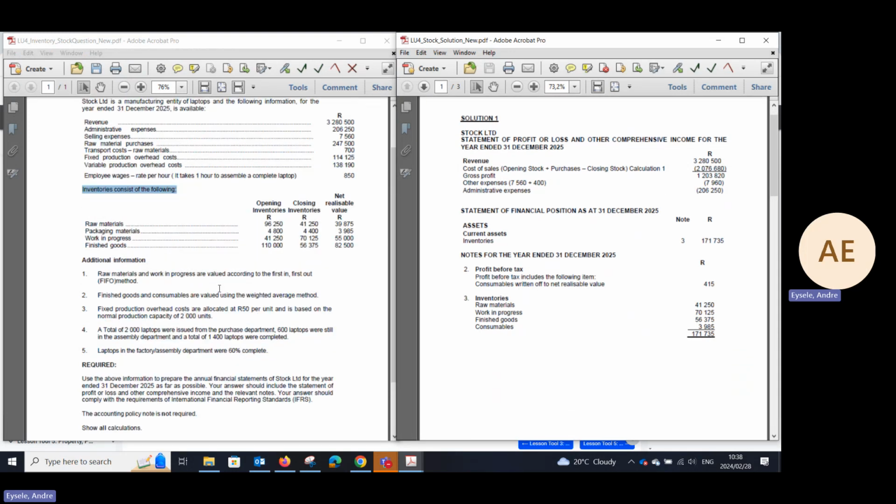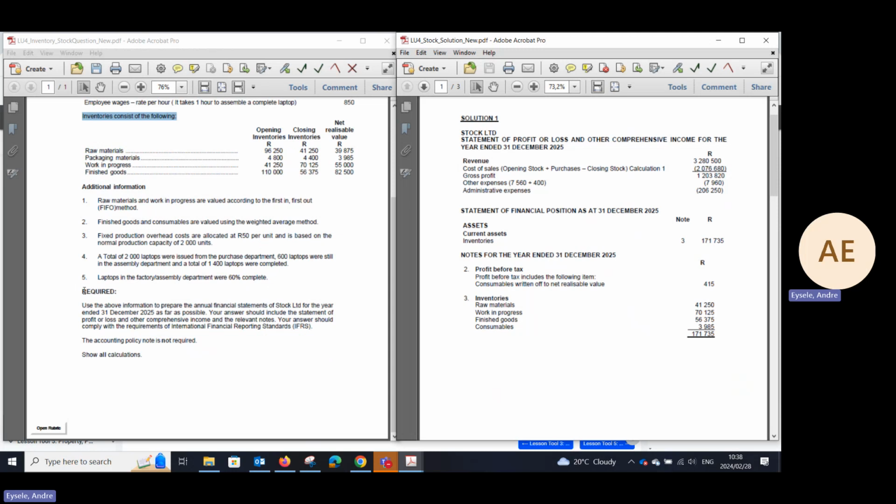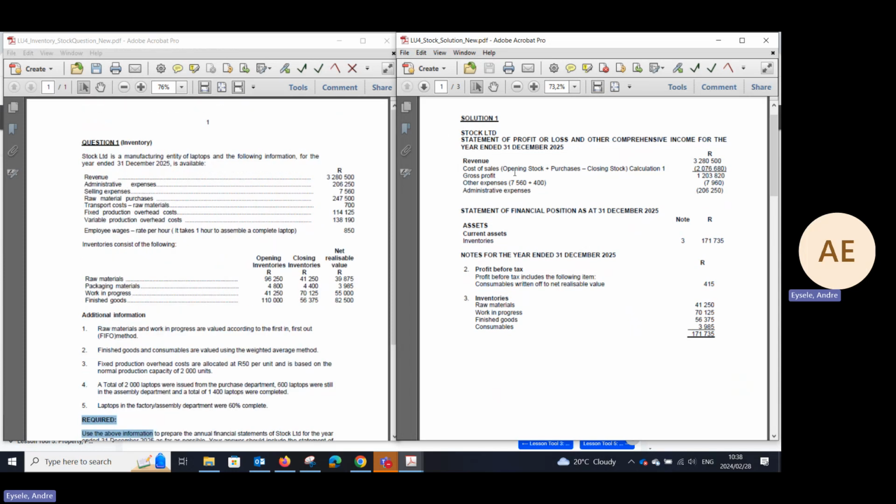So what are we after here? We need to draft annual financial statements as well as provide the notes for the year as given to you in the required section. Once you've realized that you need to draft the financial statements, you can go up and draft the annual financial statement section as well as the notes, and we will complete the figures afterwards. Therefore, Stock Limited is the name of the entity and the heading is the statement of profit or loss and other comprehensive income for the year ended 31st December 2025.